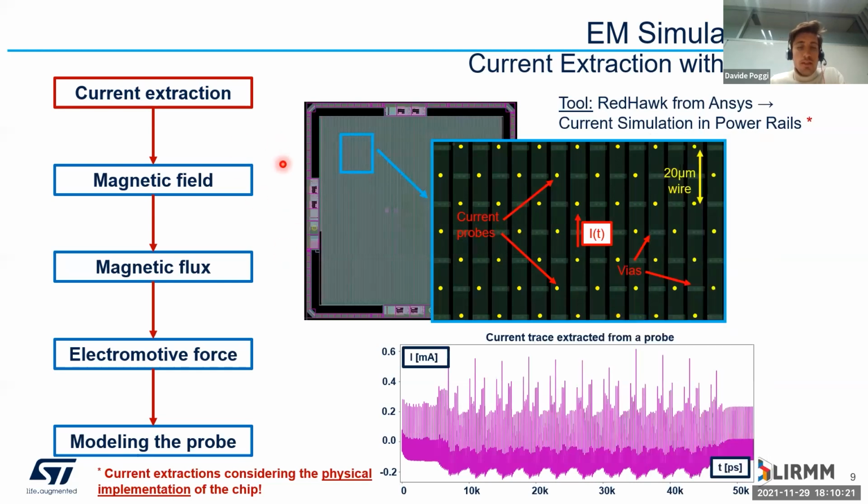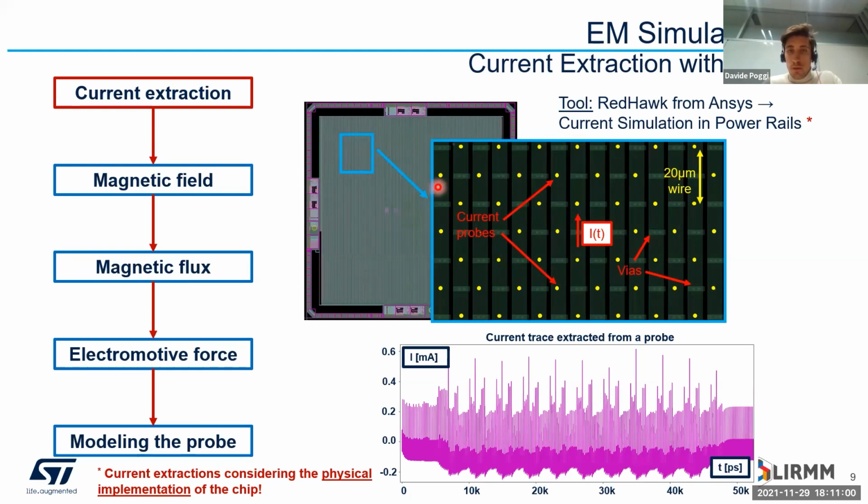In order to extract the current traces of an IC, we can use a tool that is RedHawk from the ANSYS company. This tool is very powerful. It allows us to get the temporal evolution of the current in each position of the IC, the current flowing in the power and ground network of the IC. You can do that by placing virtual probes, which you can see here in yellow, on the layer you are interested in. In our case, we said this is the upper metal layers.